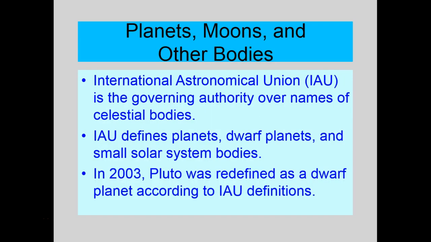Let's start with how we name these things anyway. There is a body called the International Astronomical Union. The IAU is the governing body. Now notice international. It's not U.S., it's not European, it's not Soviet, it's international astronomical union.